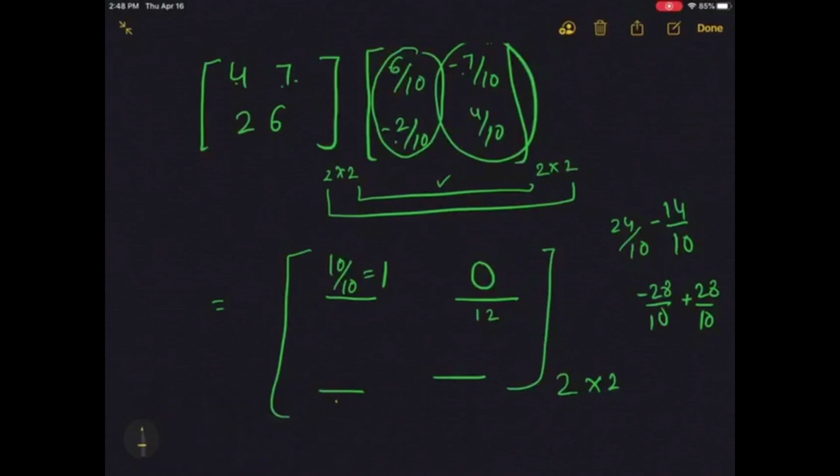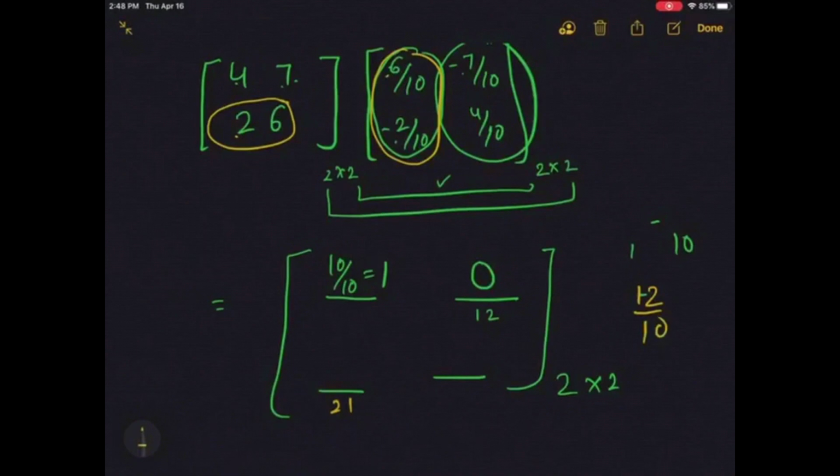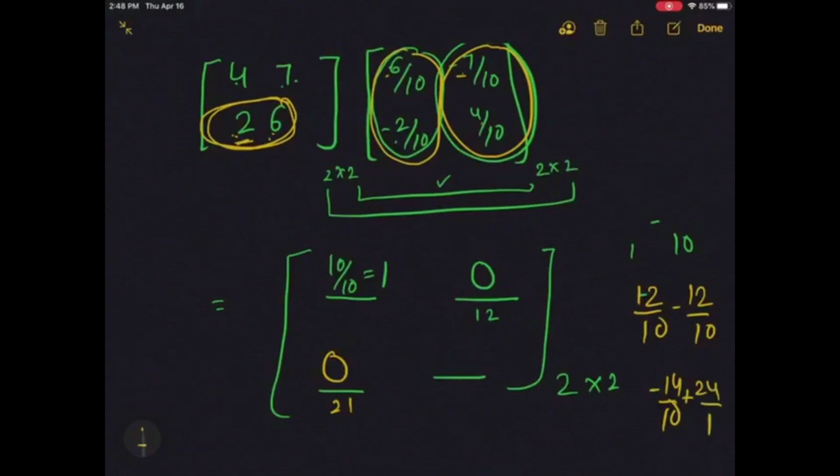Now I take the second row times the first column. 2 times 6/10 is 12/10, and 6 times negative 2/10 is negative 12/10, which is going to be 0. Now the second row times the second column: 2 times negative 7/10 is negative 14/10, and 6 times 4/10 is positive 24/10, which is 10/10, which simplifies to 1.